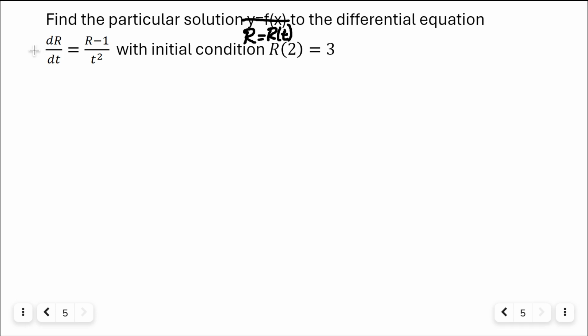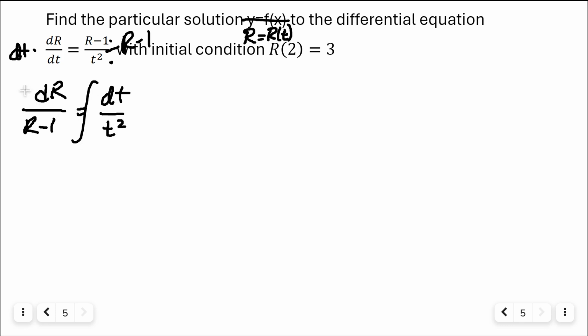It's the same concept. I'm going to multiply both sides by dt. I'm going to divide both sides by r minus 1. And it's going to give me dr over (r minus 1) equals dt over t squared. And now I'm going to integrate on both sides. On the left, I need to use substitution. I'm going to have to let u be r minus 1. du is equal to, well, 1 dr.